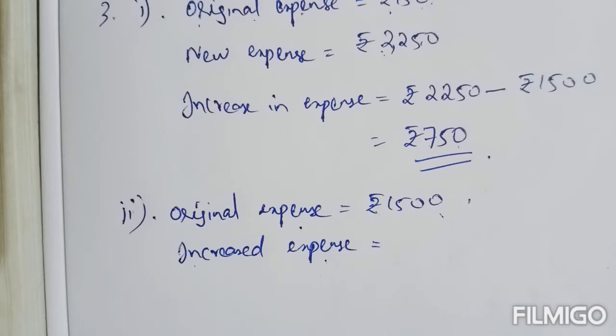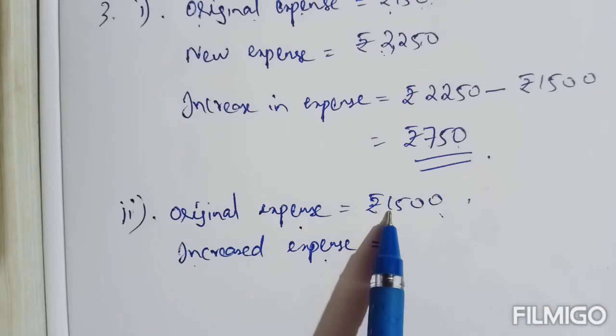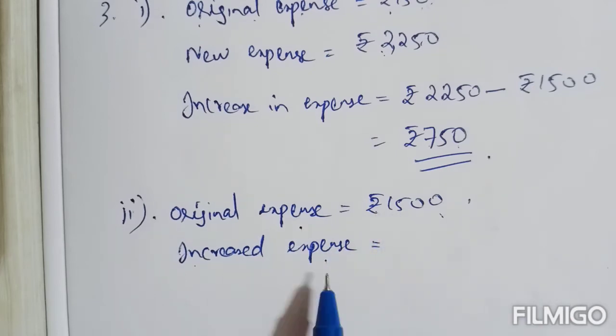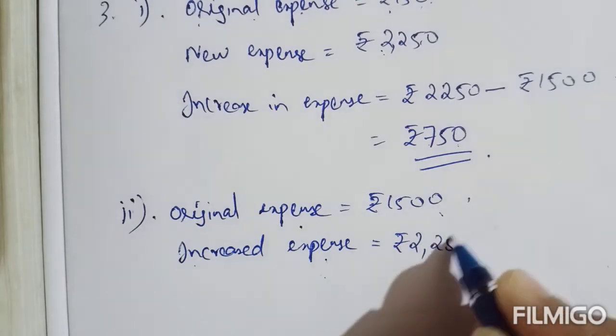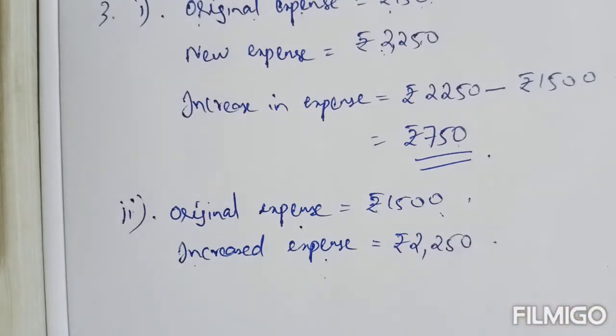rupees 1500-ൽ നിന്ന് rupees 2250 ഇൻക്രീസ് ആയി എന്നാണ് തന്നിരിക്കുന്നത്. അപ്പോൾ ഒറിജിനൽ എക്സ്പെൻസ് we can take it as rupees 1500 and increased expense we can take it as rupees 2250. This is the increased expense.